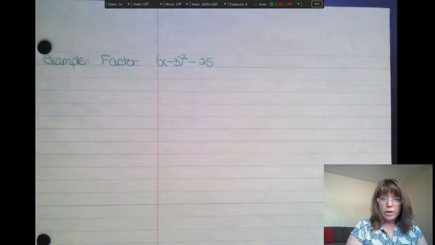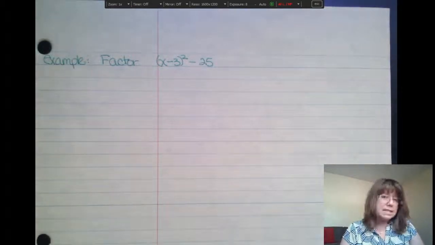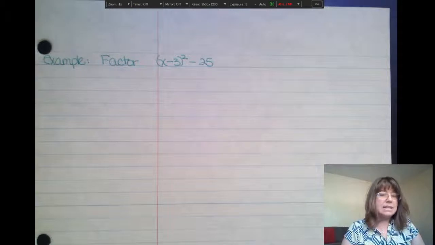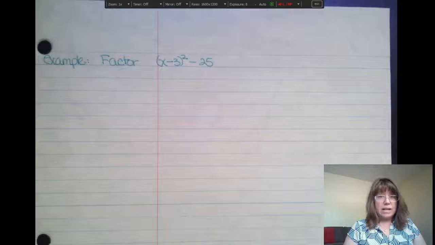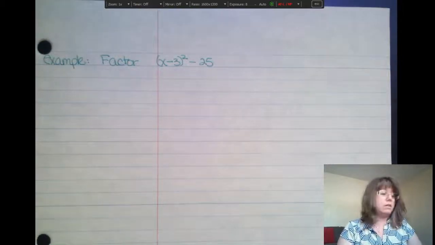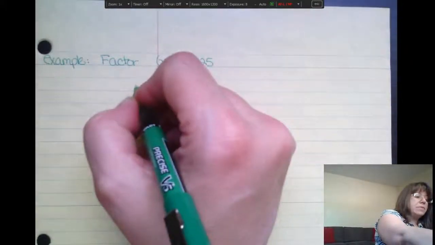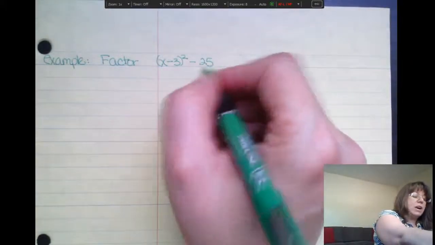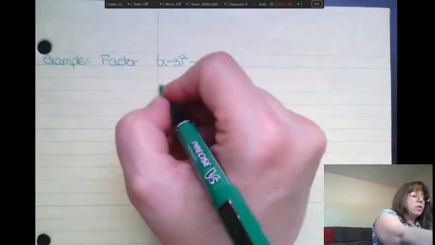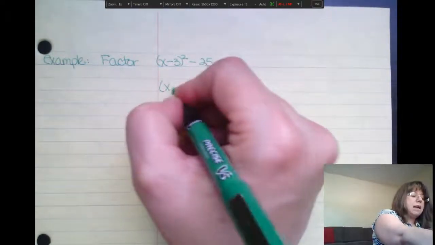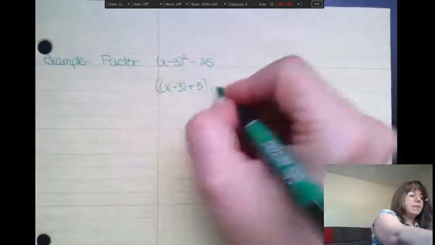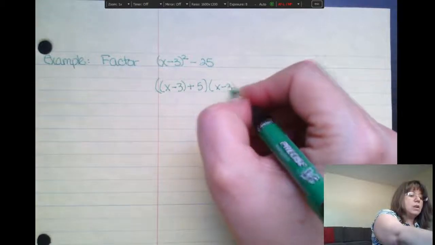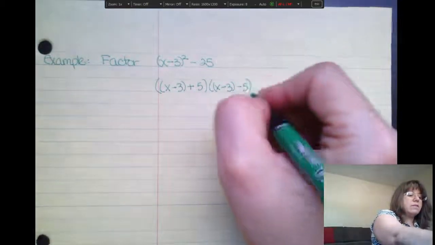Now let's work with one more example. Now you may not see it at first, but this is a difference of perfect squares. My first square is x minus 3. My second square is 25, which is 5 squared. So I'm going to write this as x minus 3 plus 5 and x minus 3 minus 5.